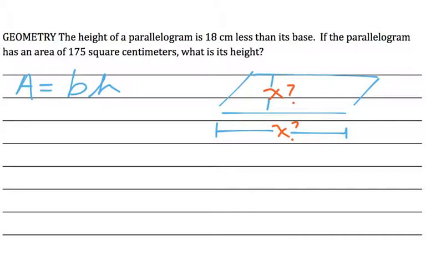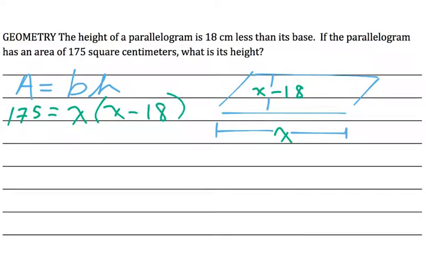And if I wanted something that was 18 less than the base, then I think I would start with the base and then take away 18 from it to get the height. Now when I plug things in, I know the area is 175. The base is x. The height is x minus 18.